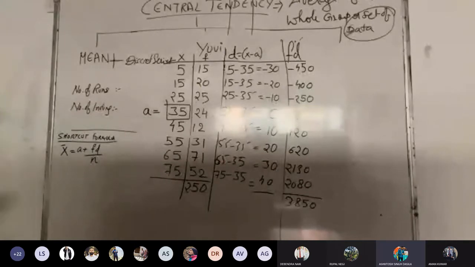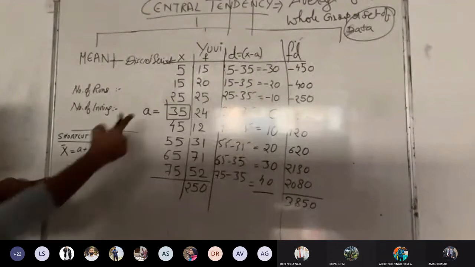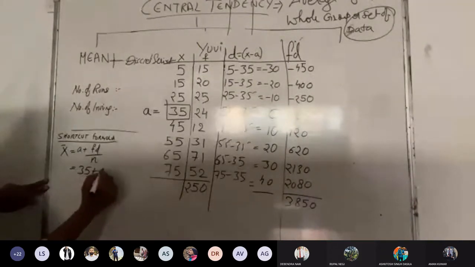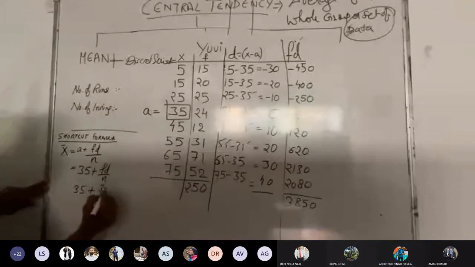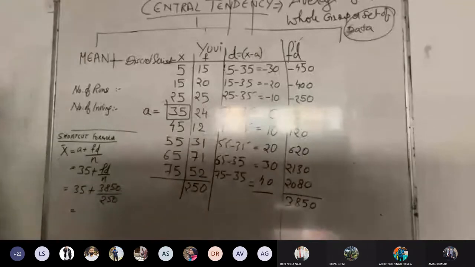35. So what you will see with the formula is, because we reduced by an arbitrary number, we just add that arbitrary number to the FD upon N. What is FD? FD is 3850 divided by 250. And what is the score?